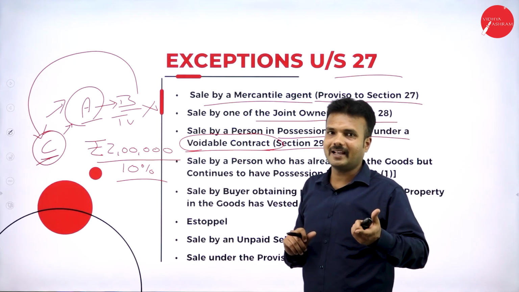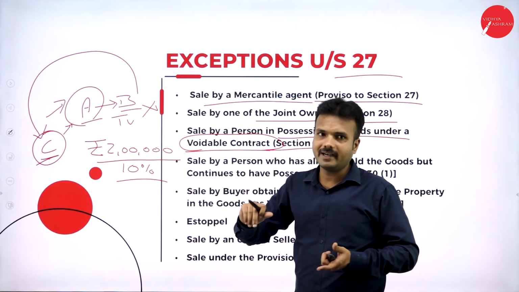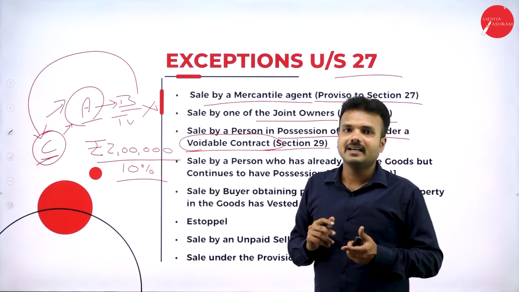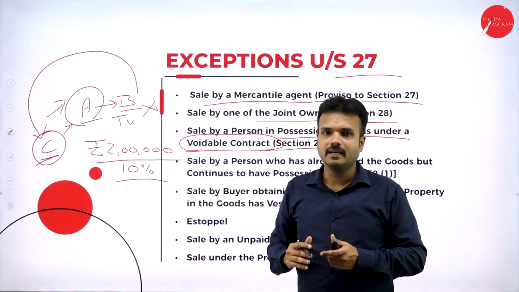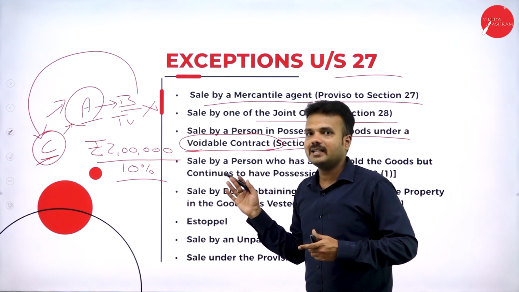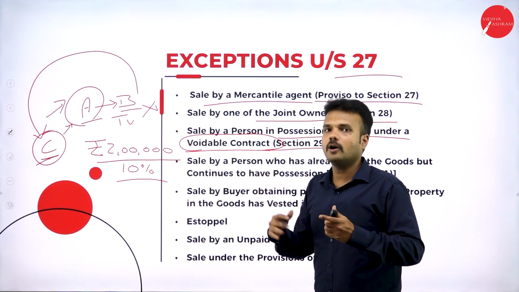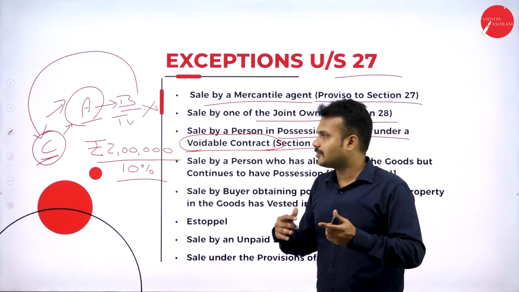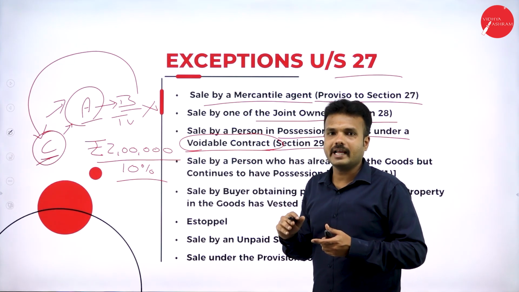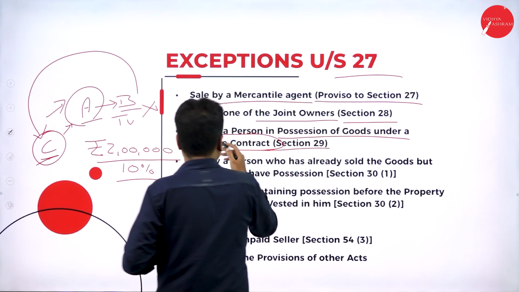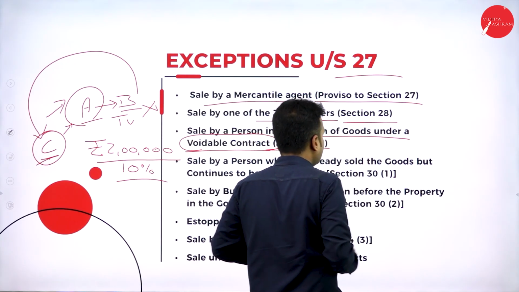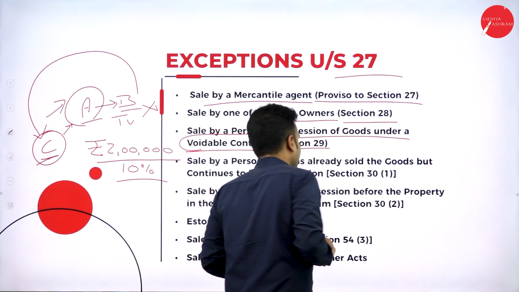It is an invalid contract. A void contract means an invalid contract. This voidable contract is also invalid, but in a void contract, knowingly it is illegal that they are going to enter the contract. But in a voidable contract, unknowingly, for a fraudulent purpose or cheating, they enter the contract. One party is cheated. Okay, fine. So, sale by a person of goods under a voidable contract.